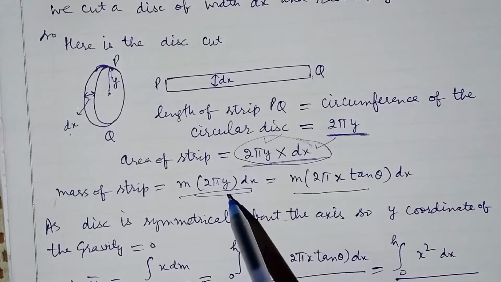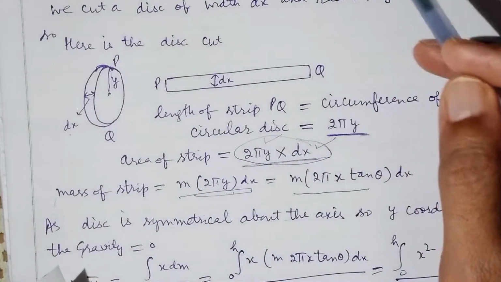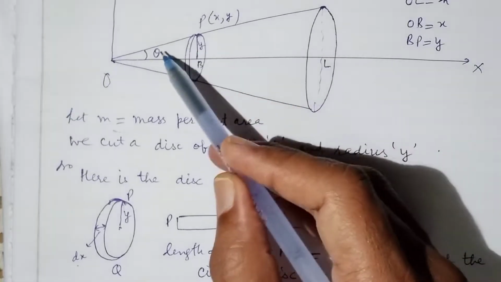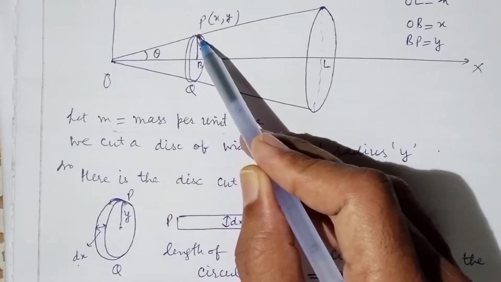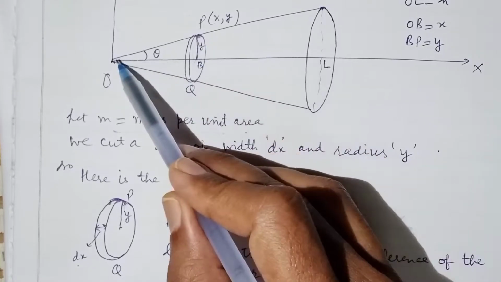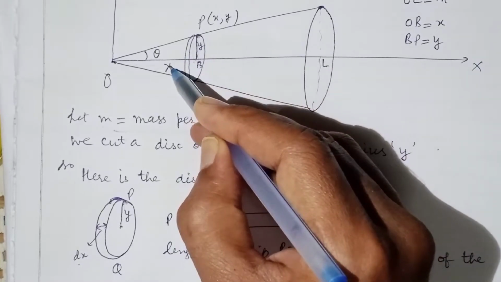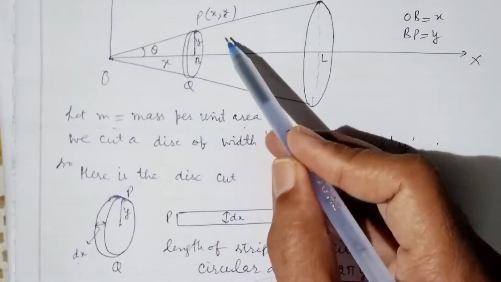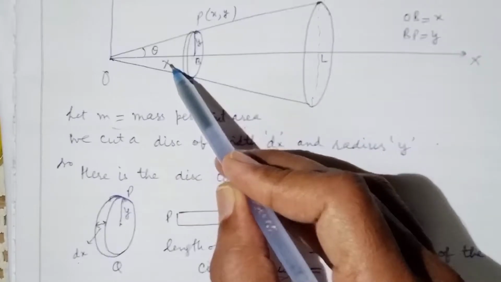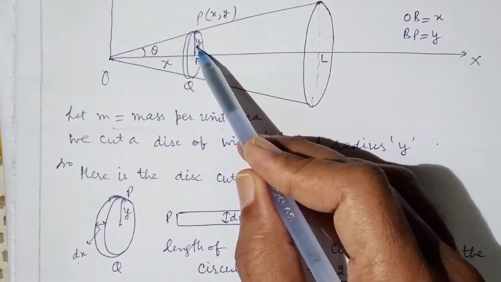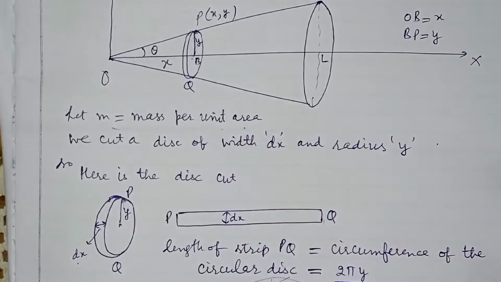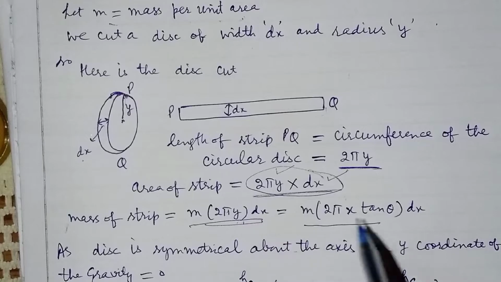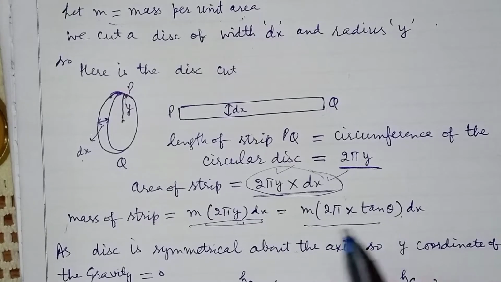That is, now see at it. I have substituted the value of y from this diagram. See here, this is the right angle triangle OBP, and y is perpendicular, OB is base, OB is x, right? So perpendicular upon base, perpendicular upon base is tan theta. So y equal to x tan theta, right? So here I have substituted the value of y as x tan theta.